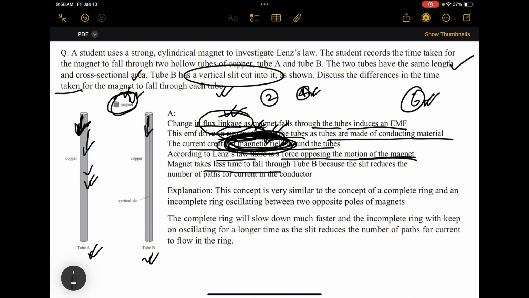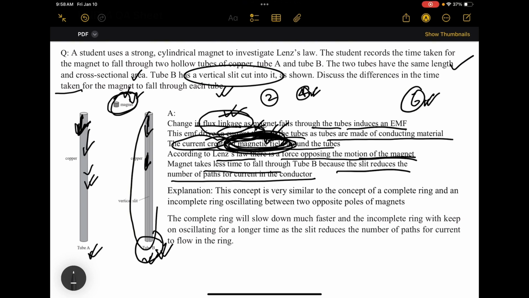The magnet takes less time to fall through tube B. Why does it take less time? Because the current created through the induced EMF is small here, because the slit reduces the number of paths for current in the conductor. As the current is less, the magnetic field produced will be smaller as well. That's why it will be able to oppose the motion of the magnet less. That's why it will take a lesser amount of time.